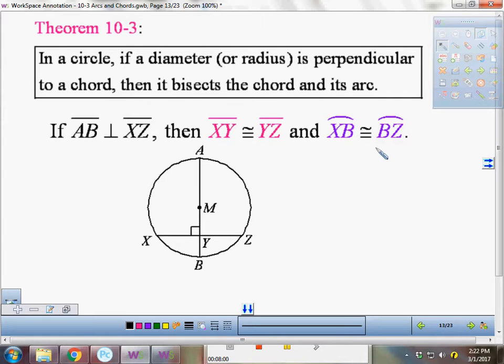All right, so in a circle, if a diameter or radius is perpendicular to a chord, so here's my diameter, and I'm perpendicular to chord XZ, and I know that because there's a 90-degree symbol there, then it bisects the chord and its arc. So in other words, this would be equal to this, and this piece would be equal to this piece.